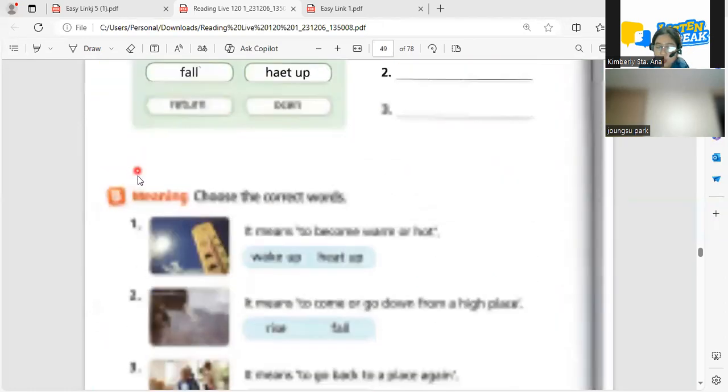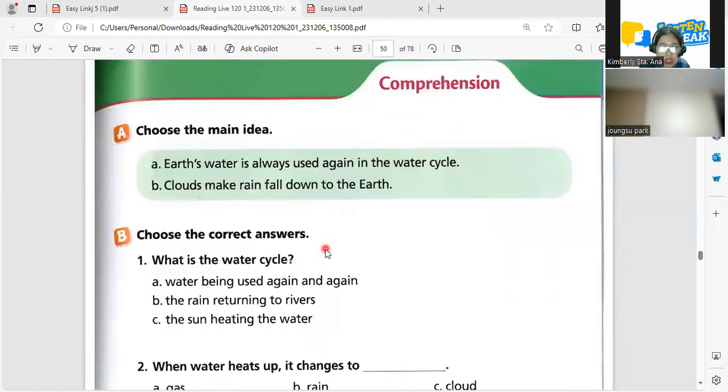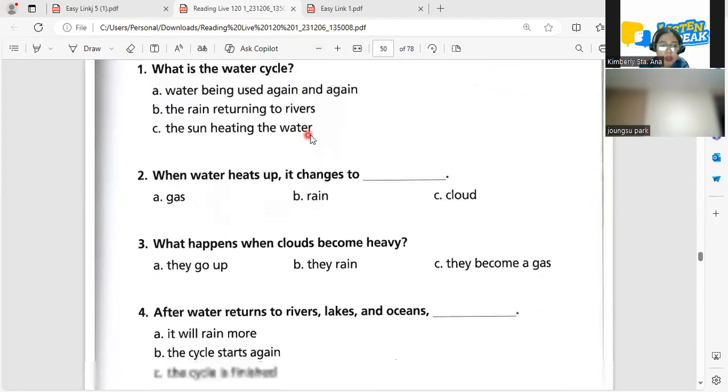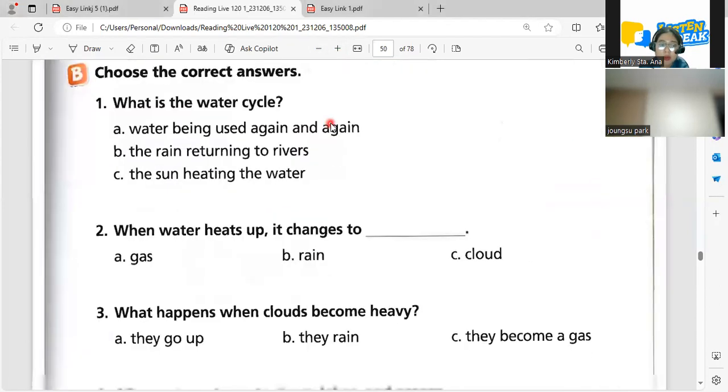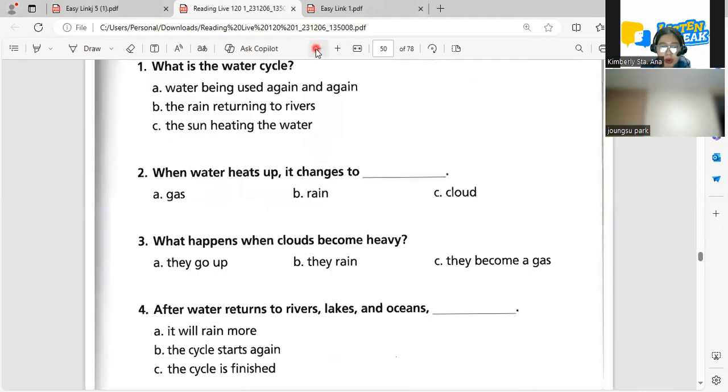Now let's have this one. We're done reading the story. Now we're ready to answer these questions about the story. Let's start with number one. Can you help me with number one, please? Can you read number one? What is the water cycle?